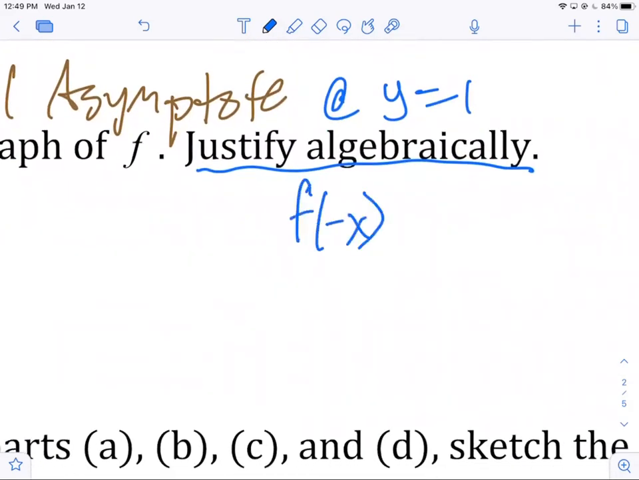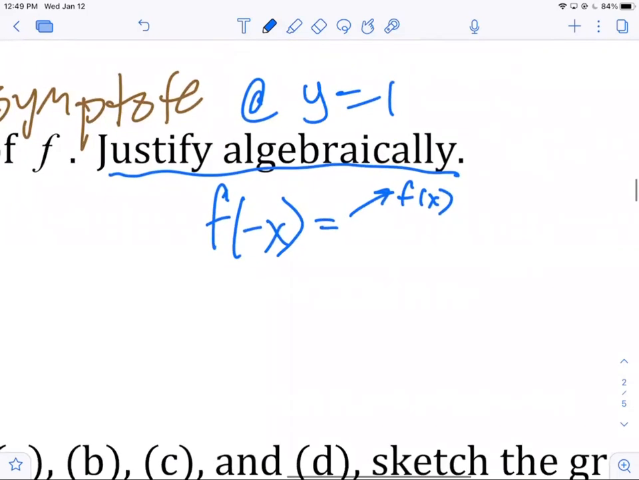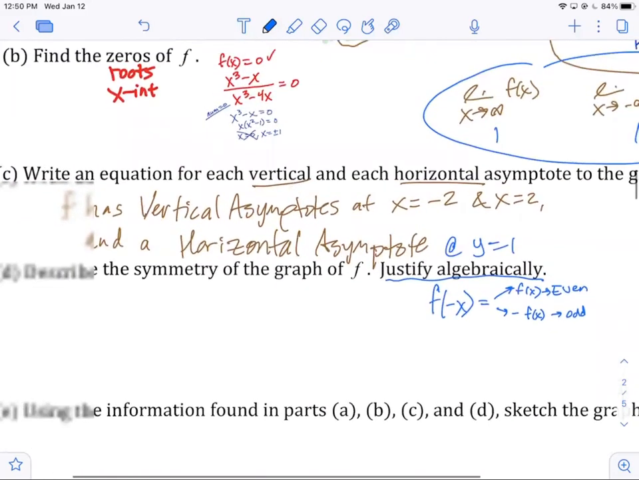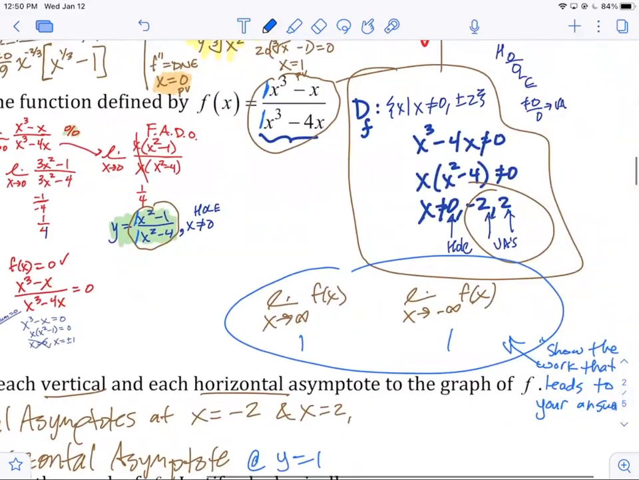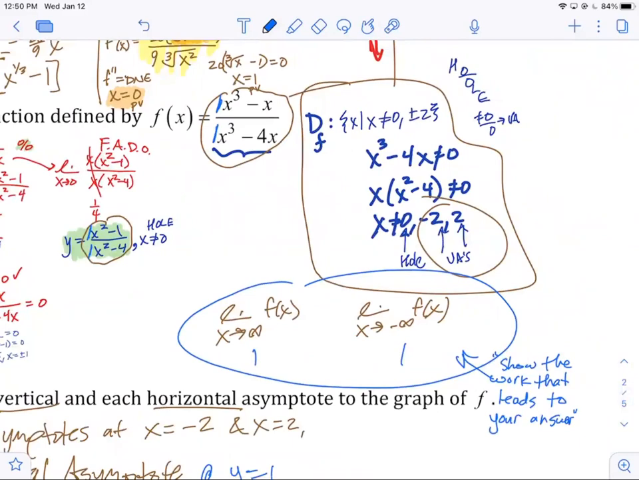Justify algebraically. So what they're asking for you is this. Remember f of negative x. If you get the same thing, plus positive x's and negative x's give the same y value, then it's even, right? But if you get the opposite, then it's odd. And if it's neither one of those, then it's no symmetry. So let's look at, we found a hole, didn't we?